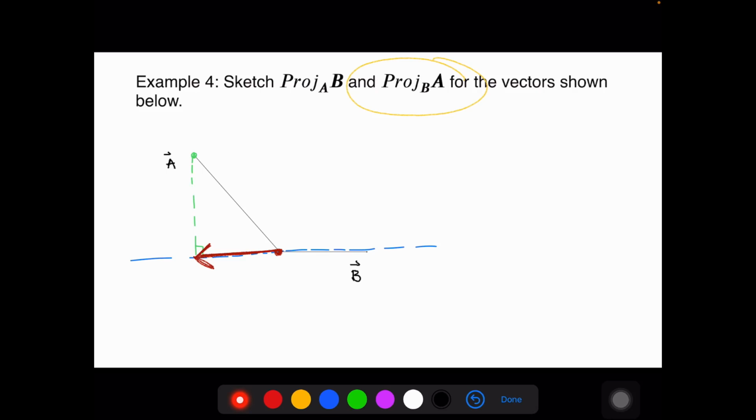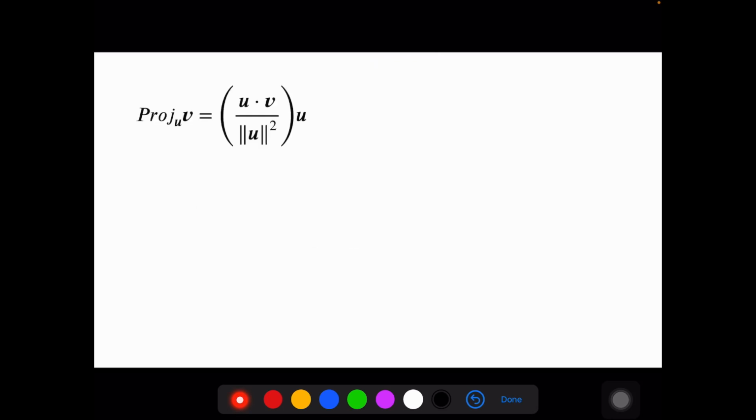I kind of like thinking of it as a shadow or a footprint. So you could think of it as B is the ground. And what kind of shadow would you have if the sun was directly overhead? So how do we compute projections?